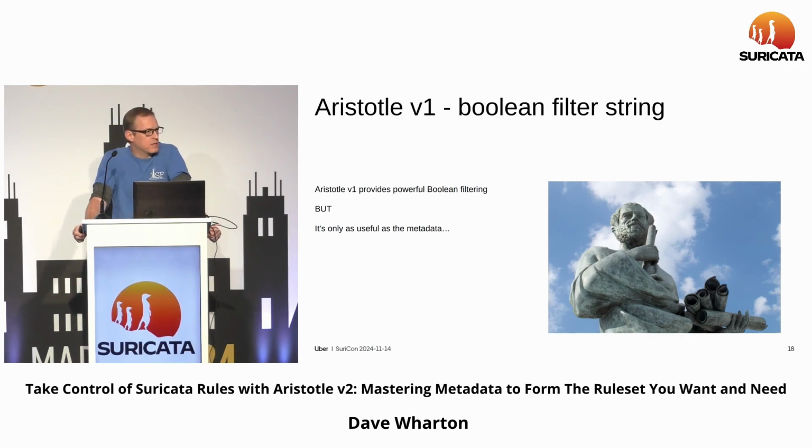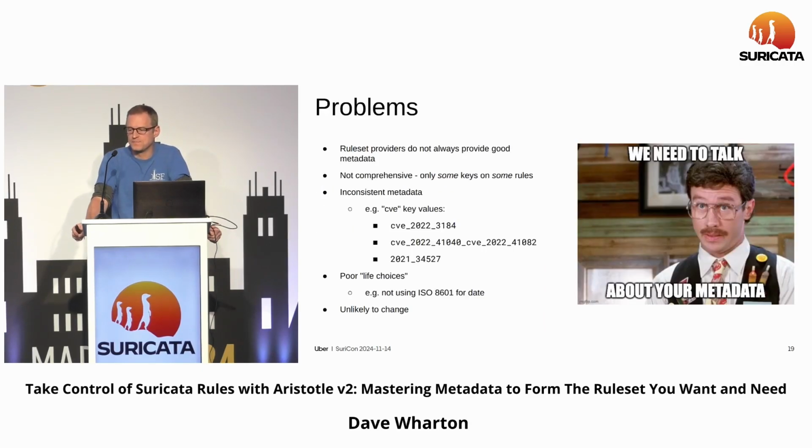So Aristotle v1 provides powerful Boolean filtering, but it's only as useful as the metadata that you have. So we need to talk about your metadata. Rule set providers do not always provide good metadata. When I say good, I'm not making a moral argument. I'm saying it's just not rich, informative metadata. One of the big issues is it's not comprehensive. There's only some keys on some rules.